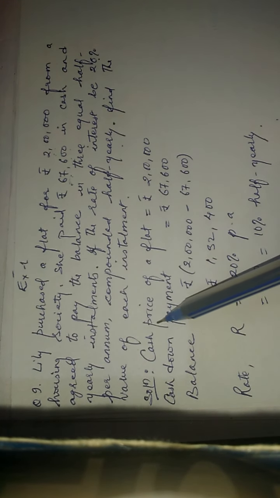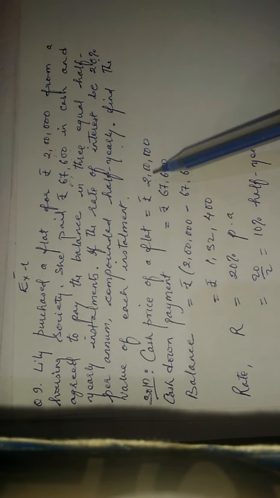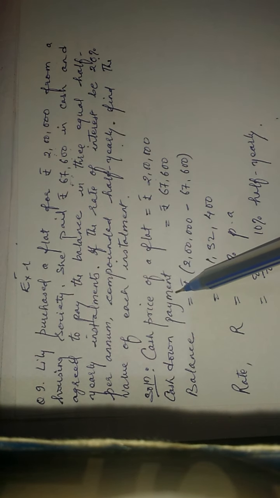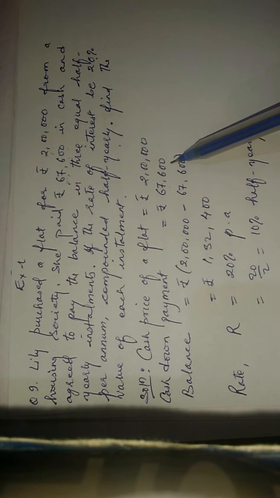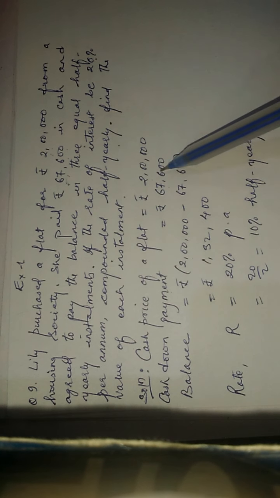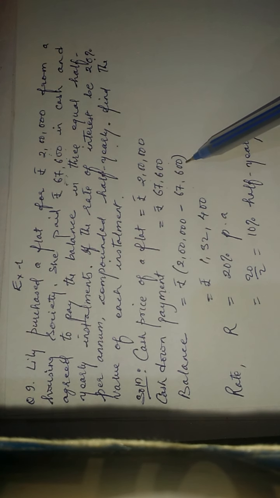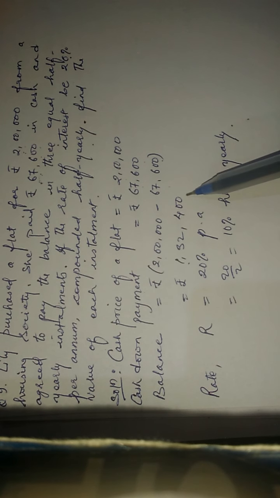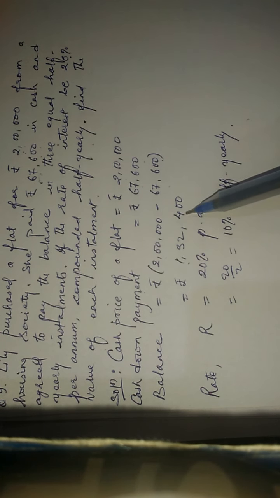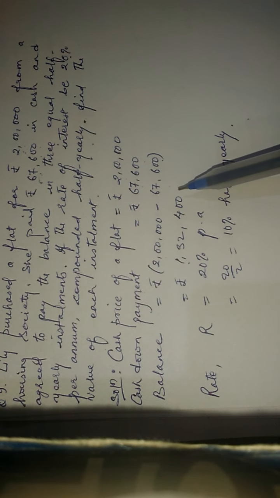Here we have the solution. Cash price of a flat is 2 lakh and cash down payment at the time of purchasing the flat she paid 67,600. Then the balance will be 2 lakh minus 67,600. So here we have the balance 1,32,400. This balance plus interest will be the amount which she has to pay back in 3 equal installments.